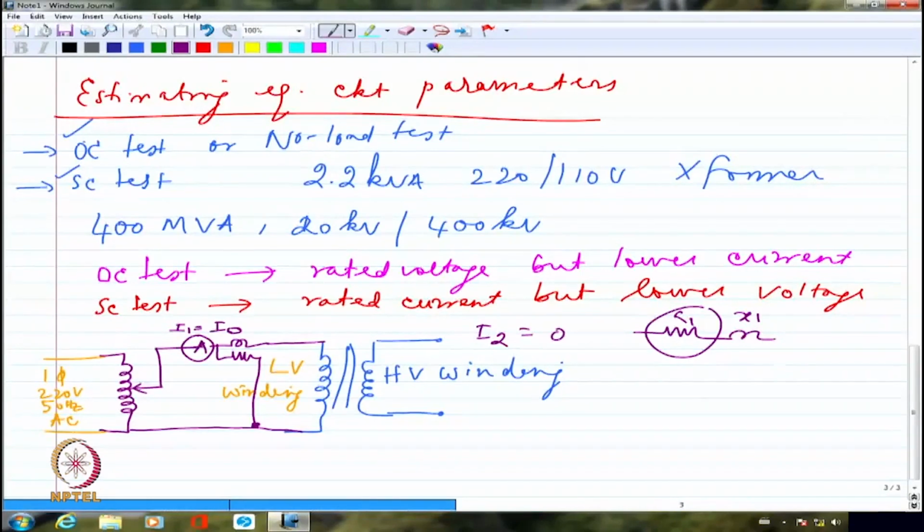Then I am having only 5% of the current or 2% of the current flowing. The current is going to be only 0.02 times I1, for example. And I have to see what is the loss at this condition. It will be (0.02 I1) square times R1. This will be the no load condition series resistance loss.